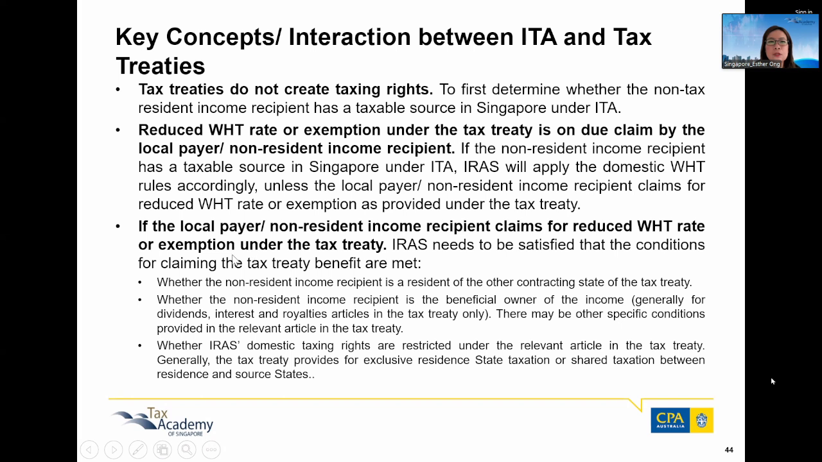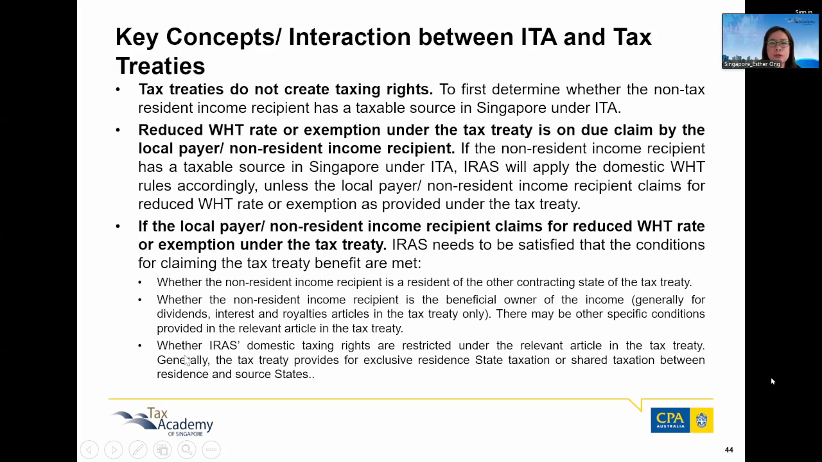And talking about the conditions under the tax treaty, usually IRAS will need to be satisfied that the conditions are met. And typically the conditions are as stated in these three sub-bullet points here. Whether the non-resident is a resident of the other contracting state of the tax treaty. So that is the first requirement. You need to be a resident of the other contracting state of the tax treaty in order to claim the benefits. And the second condition is whether the non-resident is the beneficial owner of the income. This is a common condition for dividends, interest, and royalties income in the tax treaty. And in some tax treaties, there may be other specific conditions provided. So we should look at the tax treaty on a case-by-case basis.